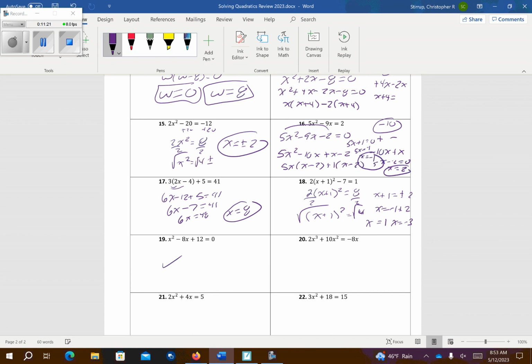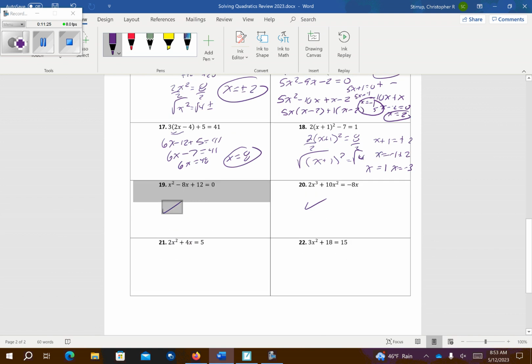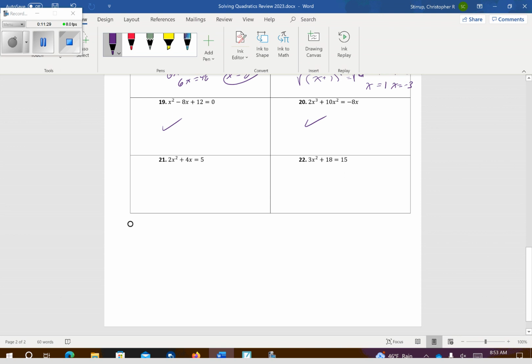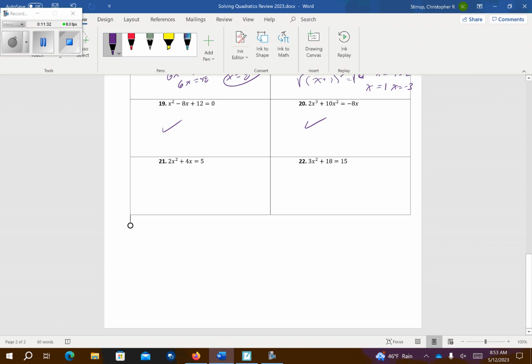We already did one just like this. I would not worry too much about this one. The rest of these are all, let's see. We've already done one like this.